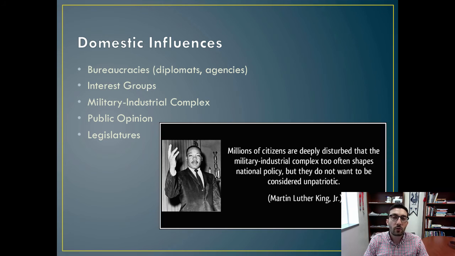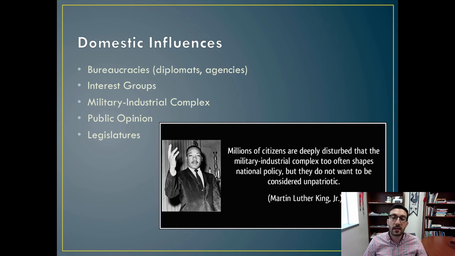Welcome back. So we're going to wrap up the lecture by talking a little bit about the domestic influences that affect foreign policy decision making. And there are a bunch of different groups that we're going to discuss briefly, the first of which are bureaucracies, and these consist of diplomats and the various government agencies that all have maybe some role to play in the way that foreign policy is enacted.